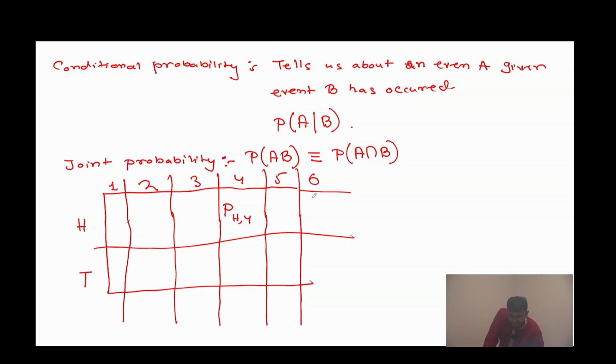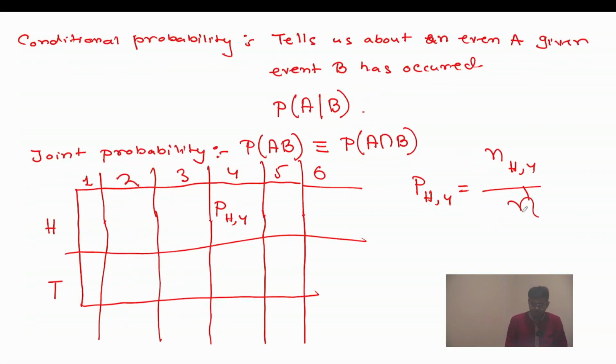In a generic sense, what will be this probability of h comma 4? It is the number of times you have observed h comma 4 divided by the number of experiments. If you perform 1000 experiments, you will count how many times you have observed this combination of head and 4, note that number, and then find the ratio, simple, and that will be your probability of head comma 4, right.